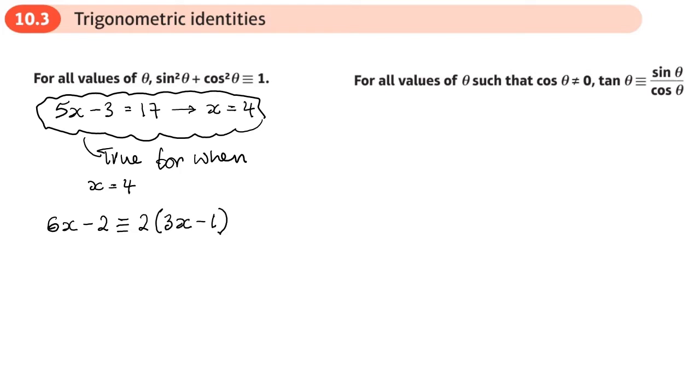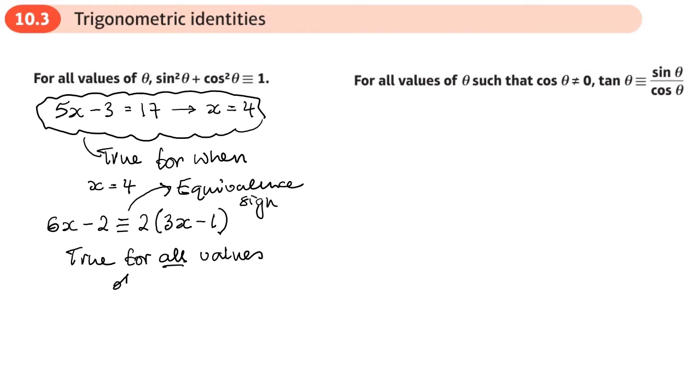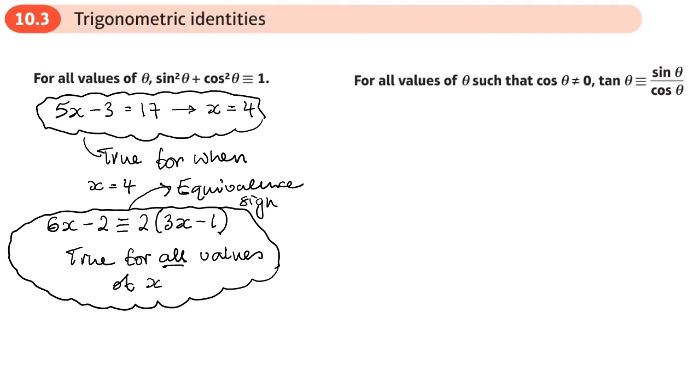Now the reason why I can put an equivalent sign there, so this is what we call not an equal sign but an equivalent sign, is because this is true for all values of x. It doesn't matter what value of x I put in there, that statement will be true. So that's the difference between equal and equivalence.